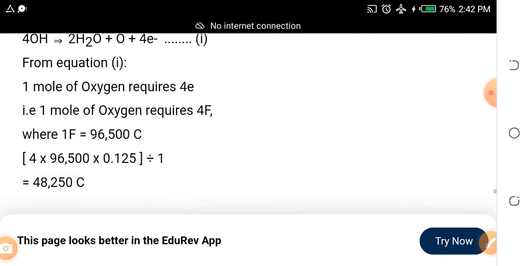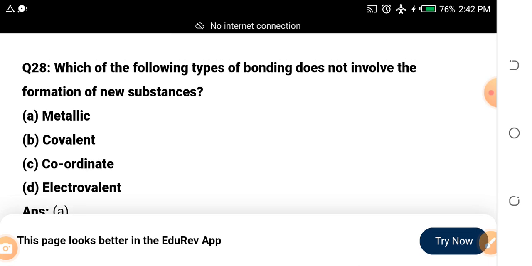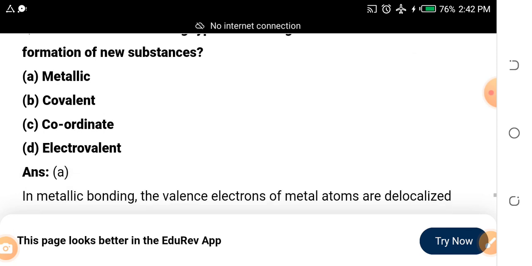In this video, we are focused on the questions that are not calculation based. Later, we could handle the calculation. Question 28. Which of the following types of bonding does not involve the formation of new substances? You know, when bonding occurs, new substances are often formed. A. Metallic bonding. B. Covalent bonding. C. Coordinate bonding. D. Electrovalent bonding. The answer simply is metallic bonding. In metallic bonding, no new substances are formed.